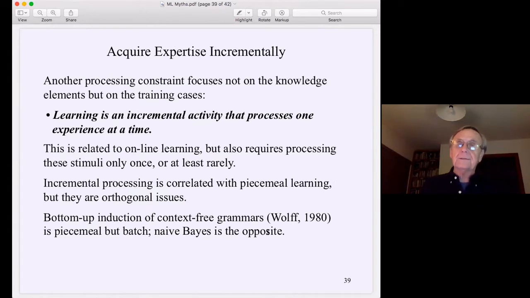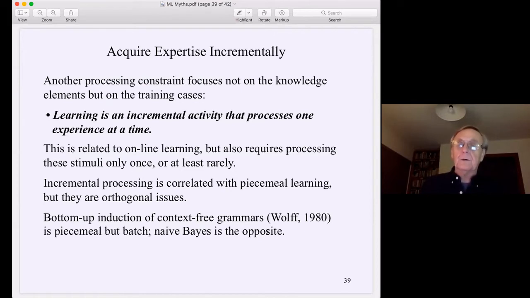Another process constraint, it's not about the knowledge elements, but about the training cases, is that learning is incremental in an online activity, right? So we're not only learning one knowledge element at a time, but we're doing that based on one experience at a time, right? So again, you may happen to see the same stimulus multiple times, but not typically. You can learn a fair amount from one exposure to a stimulus, and then you go on to the next one, right? So again, it sounds like it's related to piecemeal learning. They really do complement each other, but you can have one without the other.